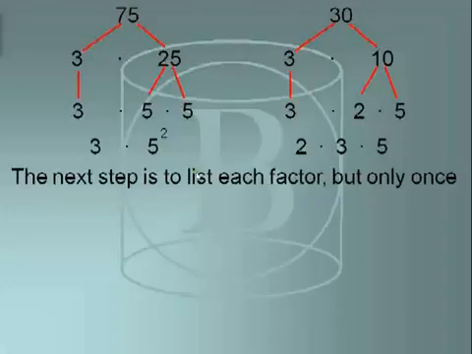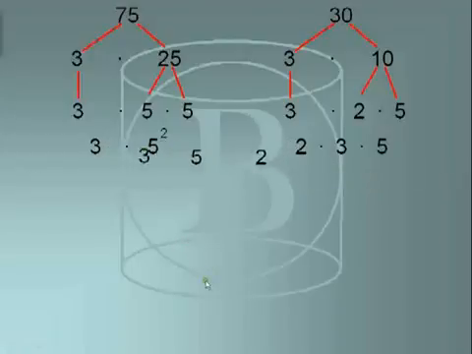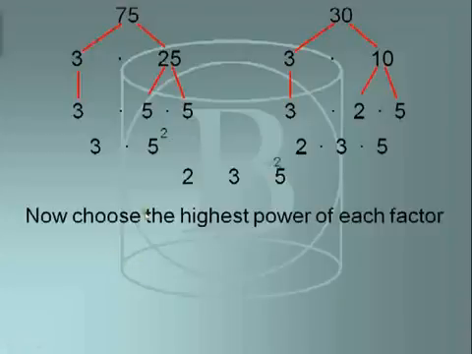Alright, the next step is to list each factor, but only once. So I'm going to take each one of these factors that's listed, and I'm going to put them down here in order. So I've got a 2, I've got a 3, and I've got a 5. Those are the only 3 different factors I have here. The next step is to choose the highest power of each one of them. Well, 2 is just to the first power. 3, both of those to the first power. But I have a 5 to the second power, so I'm going to pull that second power there.